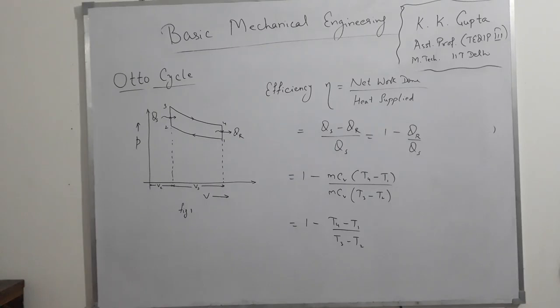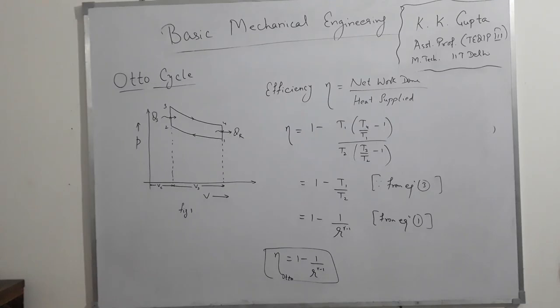Now, the efficiency of the Otto cycle. We know the formula for efficiency is net work done divided by heat supplied. Net work done can be calculated as the difference of the heat supplied and heat rejected. So efficiency is (QS minus QR) divided by QS, and it can also be written as 1 minus QR by QS. QR is m Cv (T4 minus T1) and QS is m Cv (T3 minus T2). We will put the values and finally we will get efficiency as 1 minus (T4 minus T1) divided by (T3 minus T2).